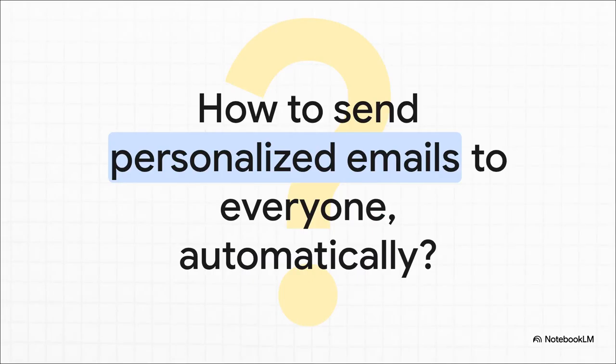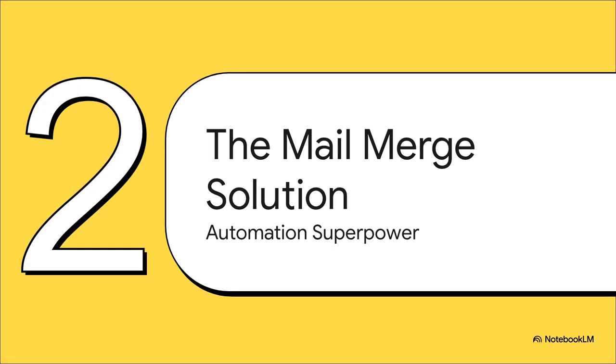Okay, so that leads us to the million-dollar question, right? How can we get that amazing result on the right, that warm, personal connection for hundreds, maybe even thousands of people without spending the next 3 weeks of our lives manually typing out every single email? Well, the answer is a classic but unbelievably powerful technique called a mail merge. Seriously, think of this as your new automation superpower. We're going to turn a simple spreadsheet into a personalized communication machine.